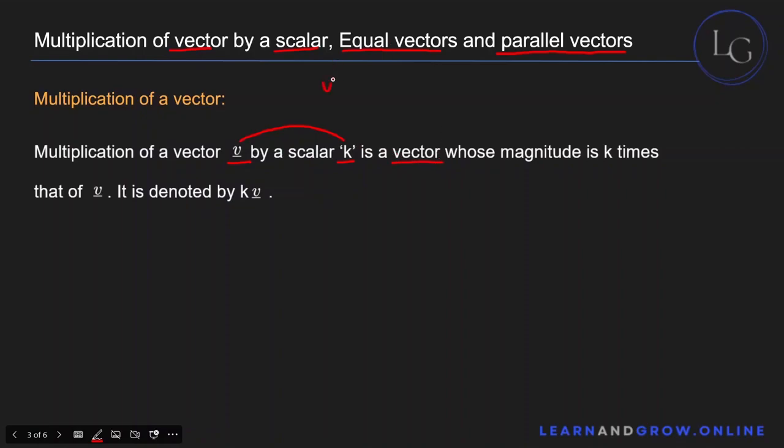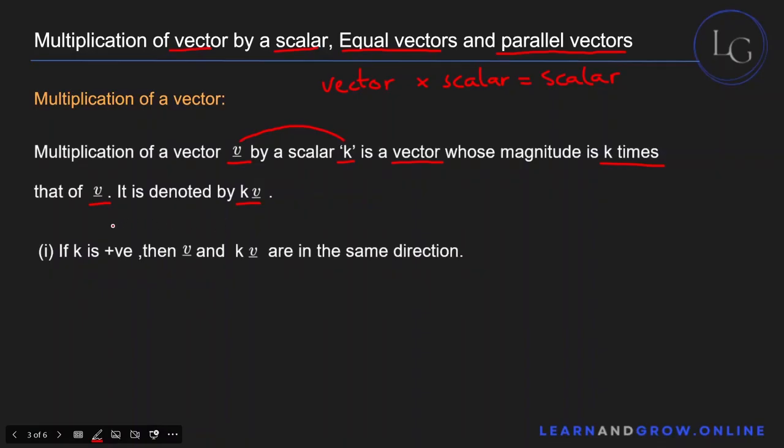So let's just see, a vector into a scalar is equal to a vector. So that's one thing to note. And it is a vector whose magnitude is k times that of v, and it is denoted by kv. Simple. So basically you're just increasing the magnitude of the vector v by k.